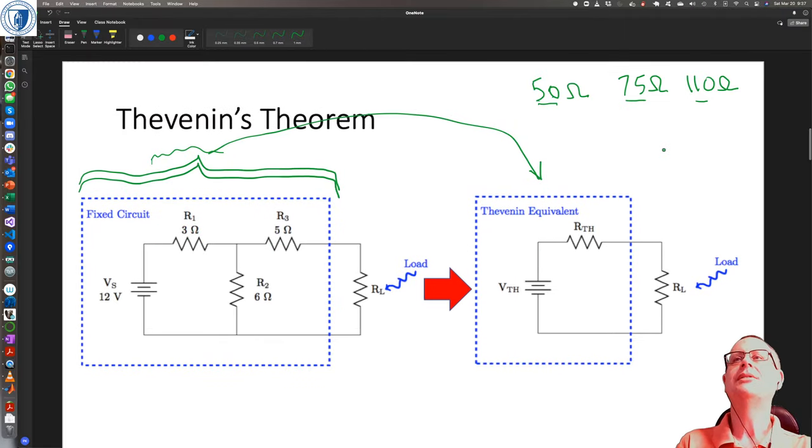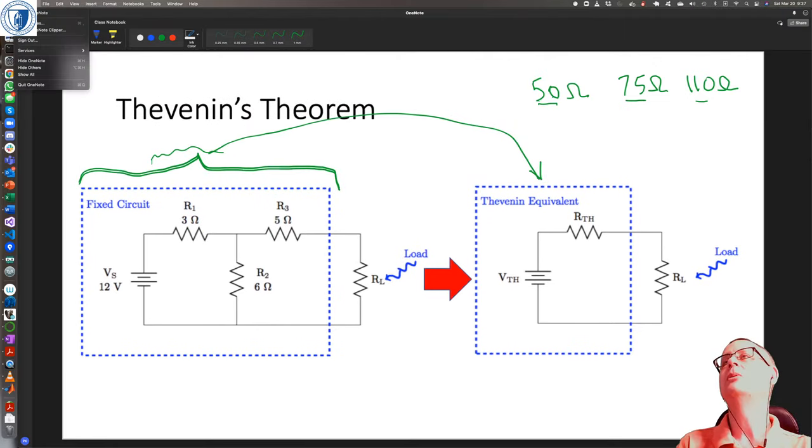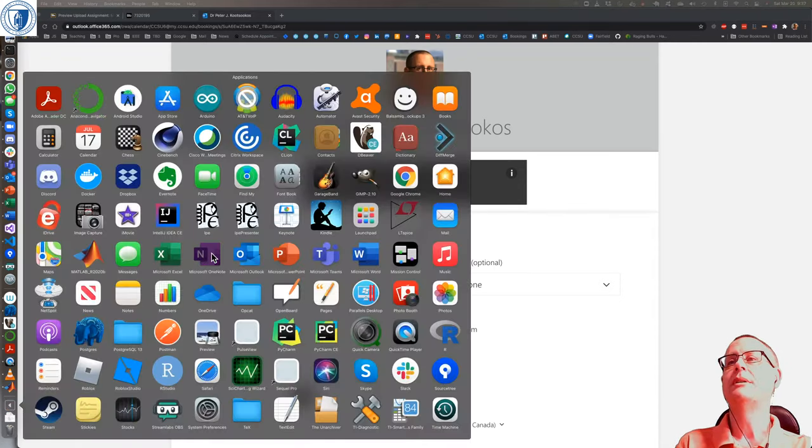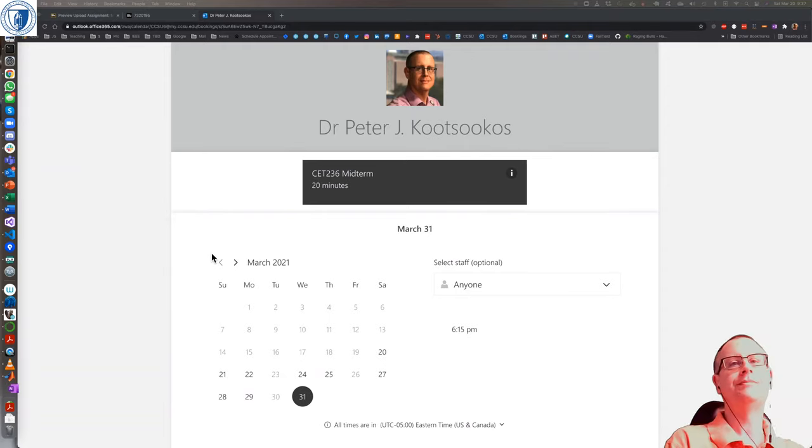And it stopped. I'm going to have to quit OneNote again. When it does that, it doesn't stop. So we'll fire up OneNote again.